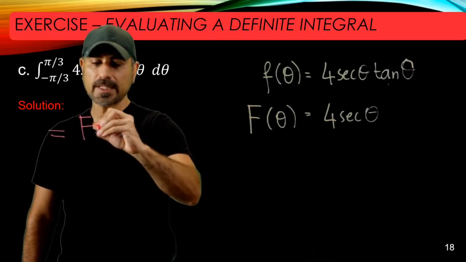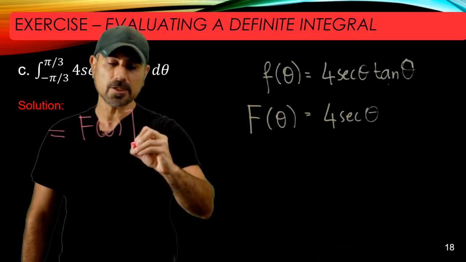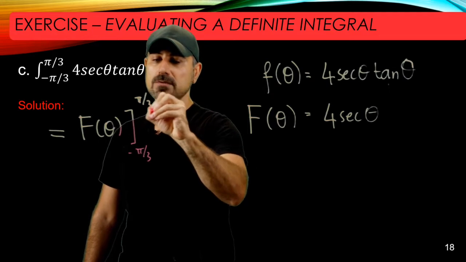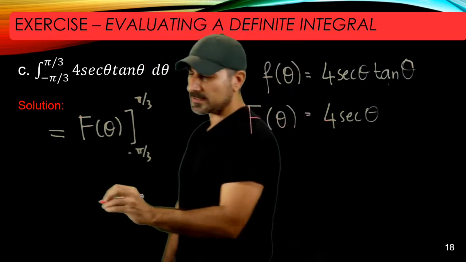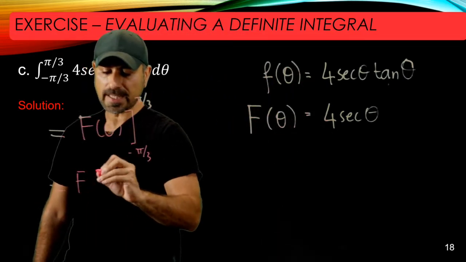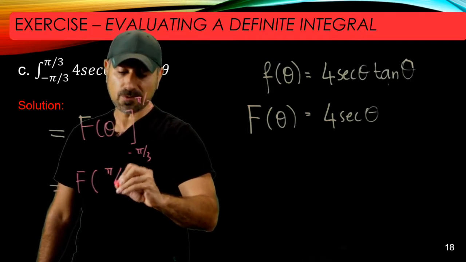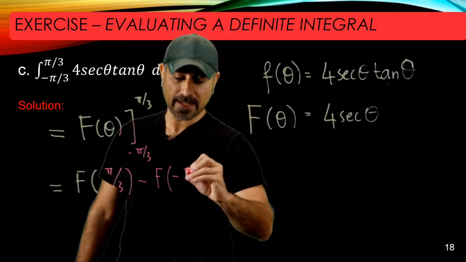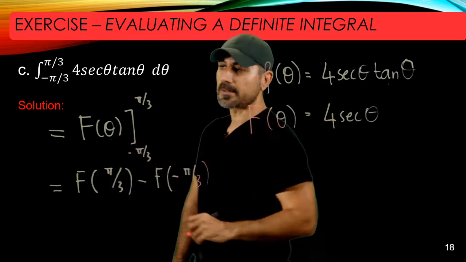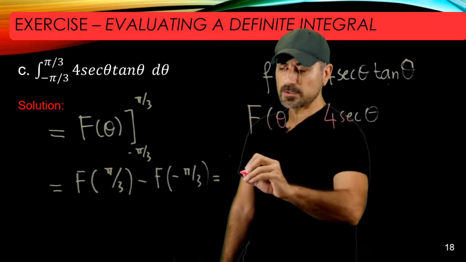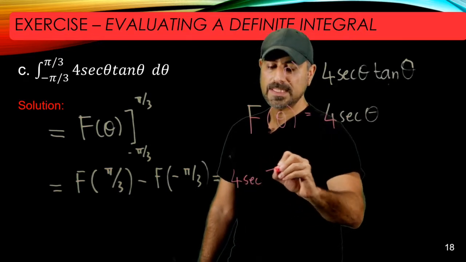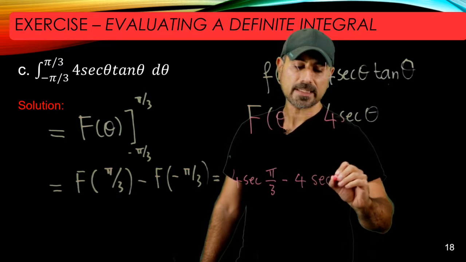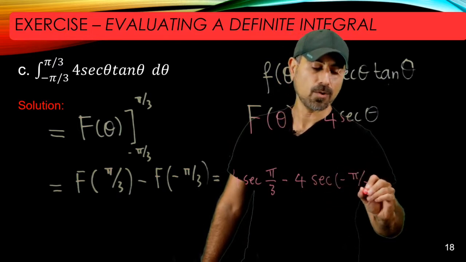So once we have the antiderivative, we can go ahead and write the value of the integral to be F of theta with the bracket notation from the lower limit, negative pi over 3, to the upper limit, pi over 3. All right, this essentially means that you're evaluating capital F at pi over 3, and then you're evaluating capital F at minus pi over 3, and then you're subtracting them. Well, this is equal to 4 times secant pi over 3 minus 4 times secant of negative pi over 3.